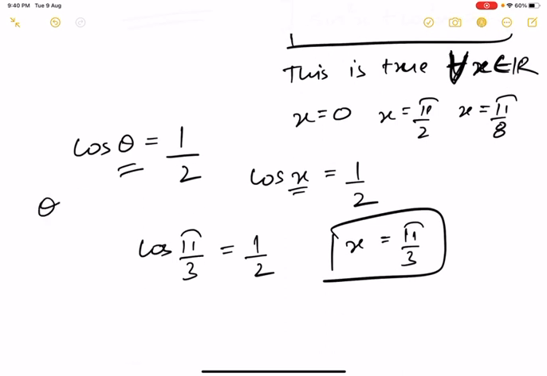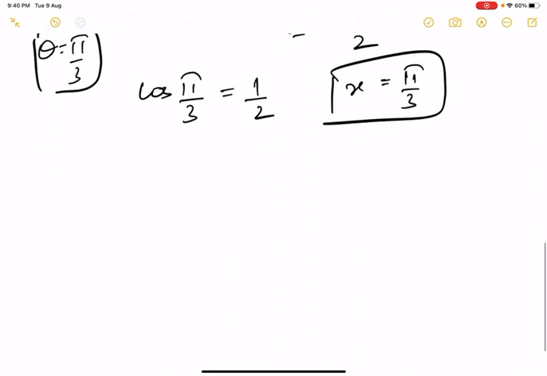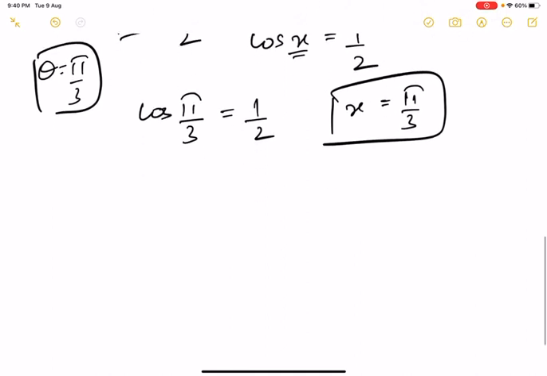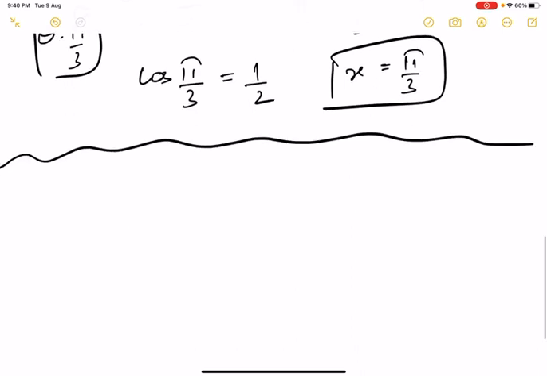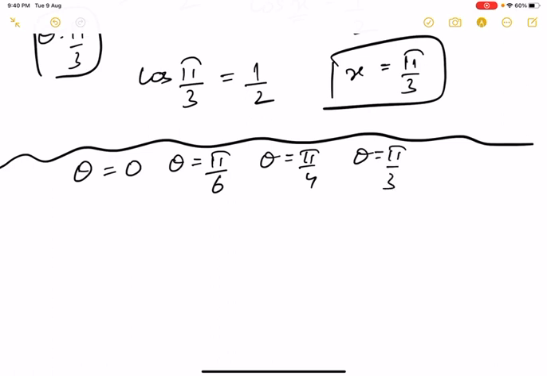Or I can say theta is equal to pi by 3 is a solution. Now, for finding the theta values, you must know the sine and cos values for the first few theta values: theta equal to 0, pi by 6, pi by 4, pi by 3, and pi by 2.